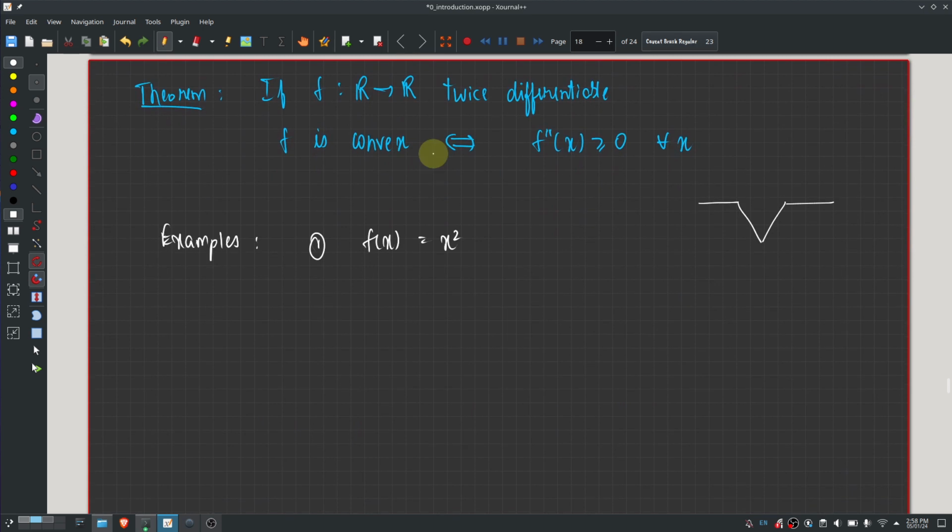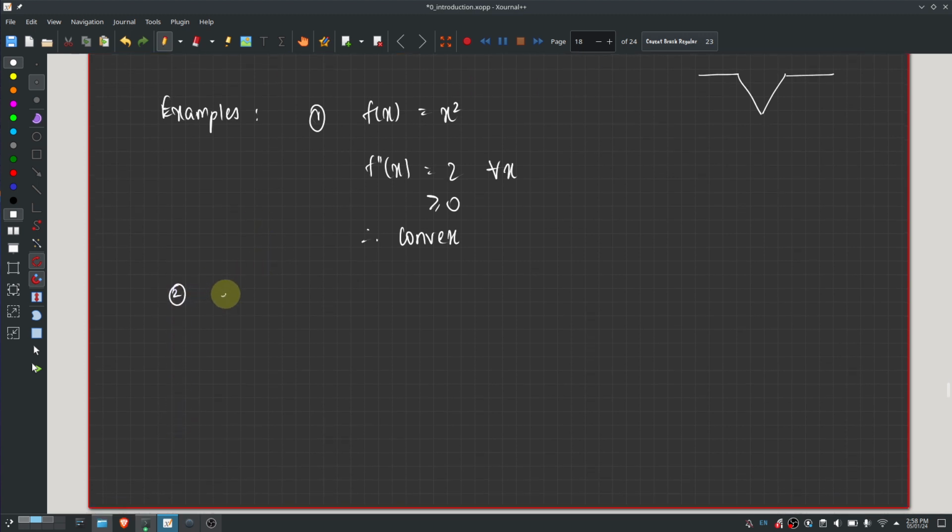Right? But what is an easy way to prove that x square is convex? Just take the second derivative. What is the second derivative equal to? Equal to 2 for all x, right? So it's convex. Okay, let's take e to the power x. Yeah, convex. And why? Take the second derivative. What is the second derivative of e power x? f double prime of x equals e to the power x, which is greater than or equal to 0 for all x in R.